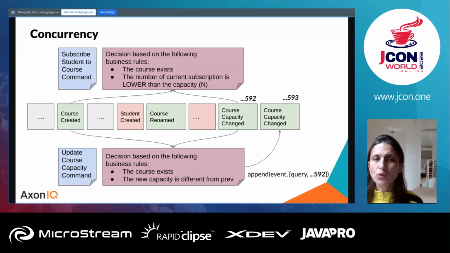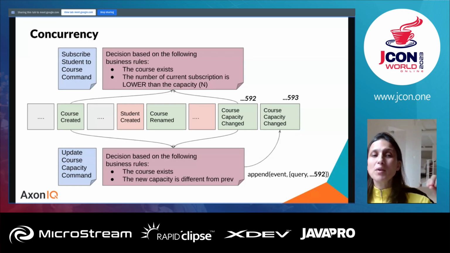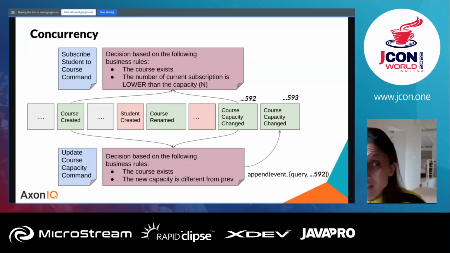The first block to invoke the conditional append is the update course capacity command handler. And since the last event in the event store at the time the model was loaded was number 592, the event store checks that at the time of the append, there are no new events after 592 that would have been part of the query. And since there is none, the append is accepted.